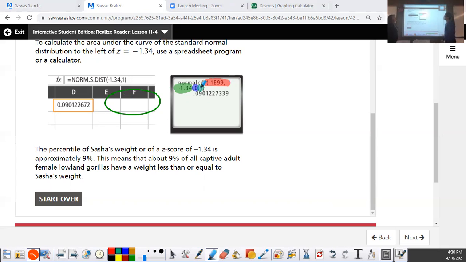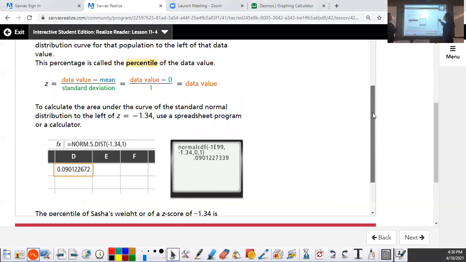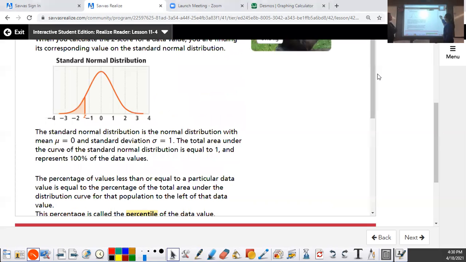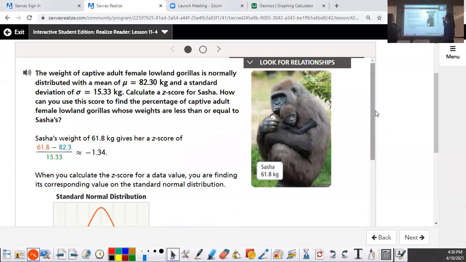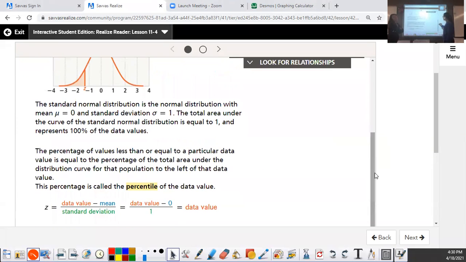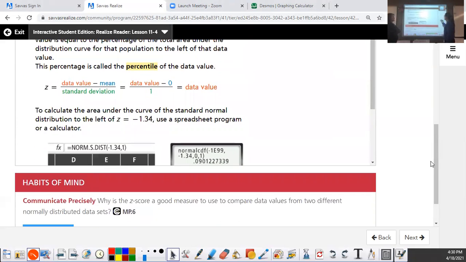So then I think I could put my gorilla information in there if I wanted it to adjust. So instead of having a mean of 0, we have to make sure that we put the numbers in correctly. We have our average of 82.3 would go in the place of the 0, and then the 1 would be replaced by 15.33. And then we should get the same output either way because the percentage won't change.